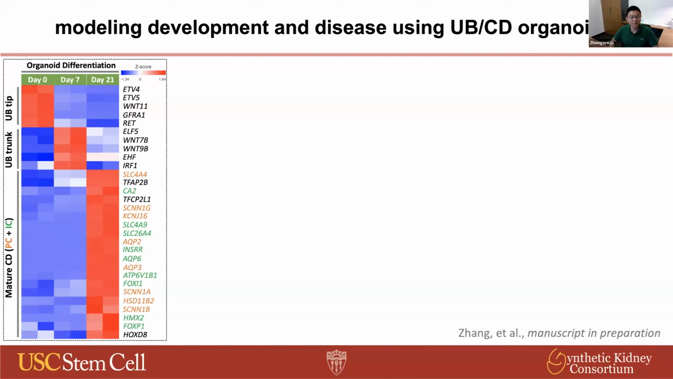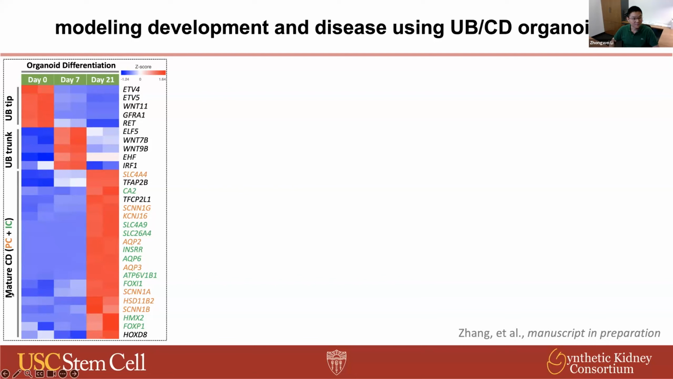normal UB differentiation process. At the beginning, it shows highly enriched expression of the UB tip genes like Wnt11, RET, GFRA1, and the ETV group of transcription factors. And then after around 7 days, it gradually transitioned to the UB trunk, expressing elevated ELF5, EHF transcription factors, and IRF1 transcription factor, as well as Wnt9b, which is a Wnt ligand driving nephrogenesis.